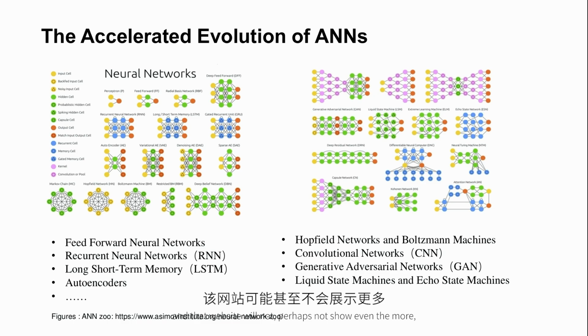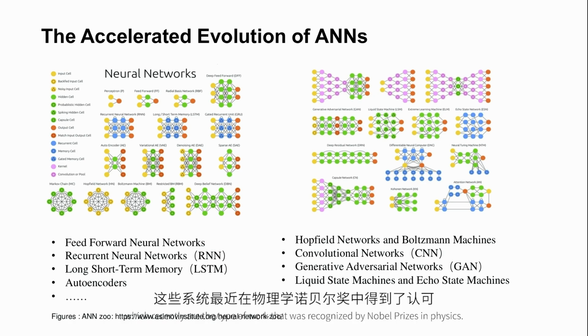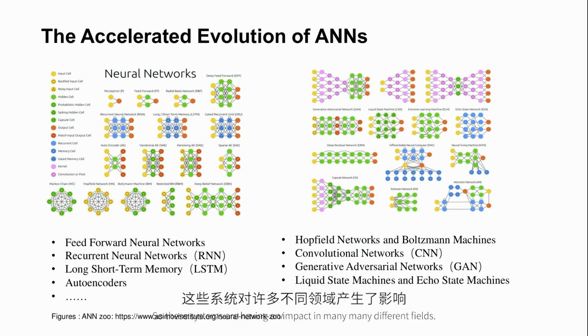And that website will perhaps not show even the very, very recent approaches, such as so-called transformers, which are more sophisticated versions from architectures that you can find on that description there. You see interesting names like Hopfield networks and Boltzmann machines, which recently, the type of work that was recognized by Nobel Prizes in physics. So these systems are having impact in many, many different fields.